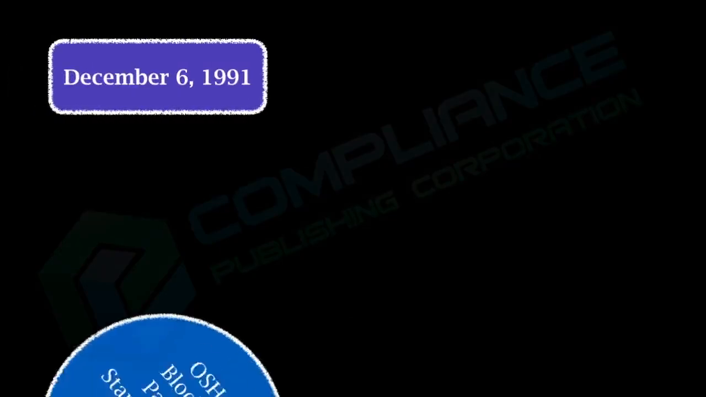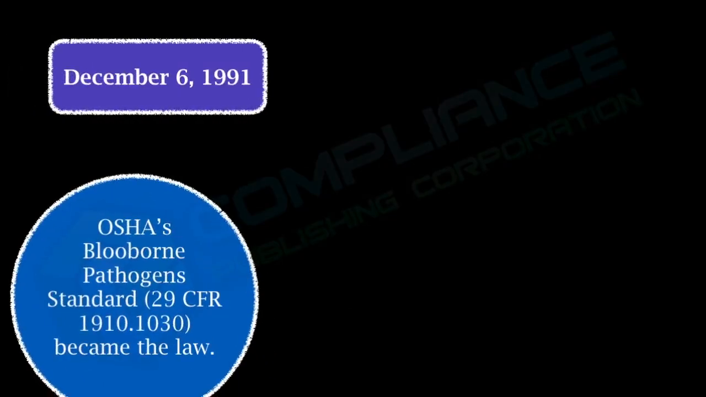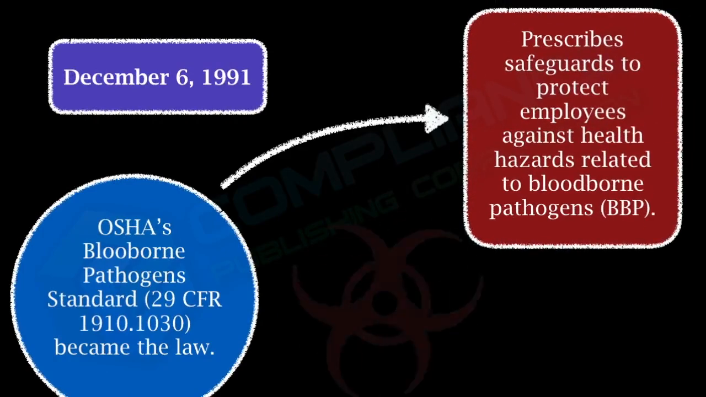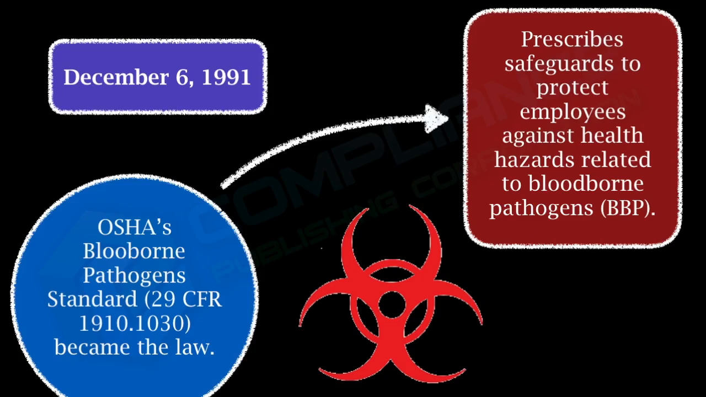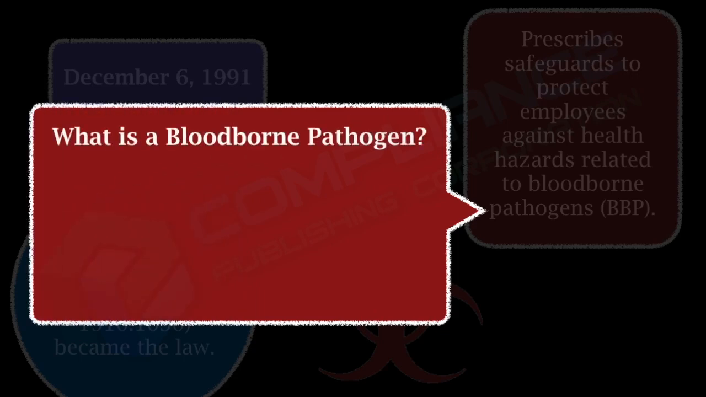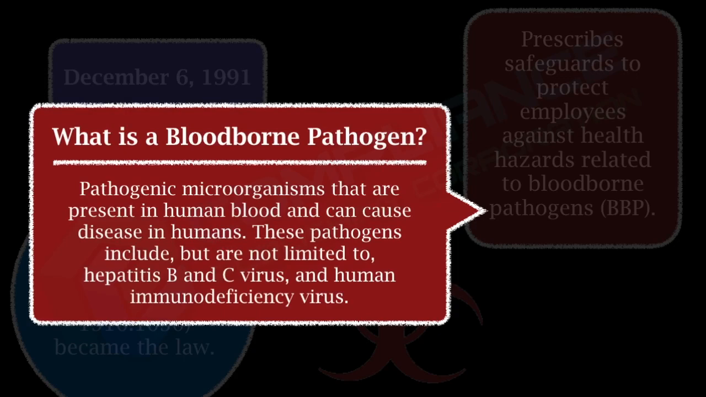On December 6, 1991, OSHA's Bloodborne Pathogen standard became the law. This is a regulation that prescribes safeguards to protect employees against health hazards related to bloodborne pathogens, also known as BBP. Bloodborne pathogens: pathogenic microorganisms that are present in human blood and can cause disease in humans. These pathogens include, but are not limited to, hepatitis B virus, hepatitis C virus, and human immunodeficiency virus.